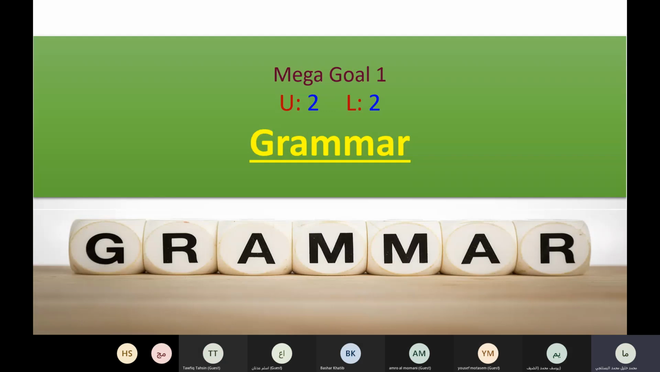Now again, we are going to start with the grammar section. Last time, I think we talked about the present perfect. We said present perfect is with actions started in the past, happening up to now, and continuing in the future. But this is the present perfect tense.